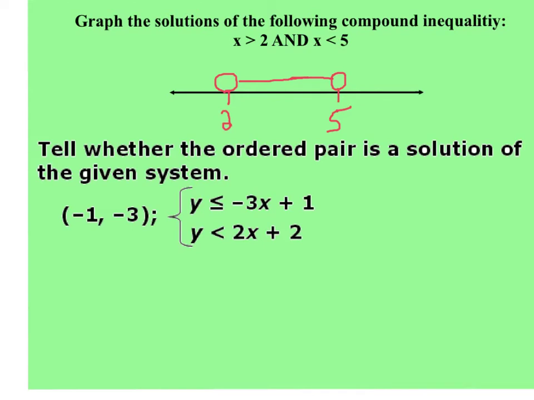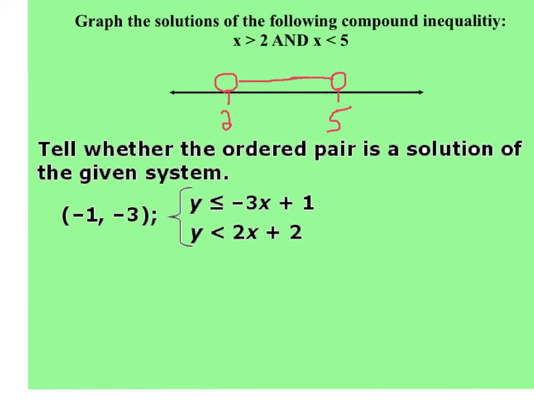So our answer would be anywhere in between these two open circles. So our answer might be 2.1, it might be 2.5, it might be 4, it might be 3, it might be 3.5. So anything in here would be an answer.